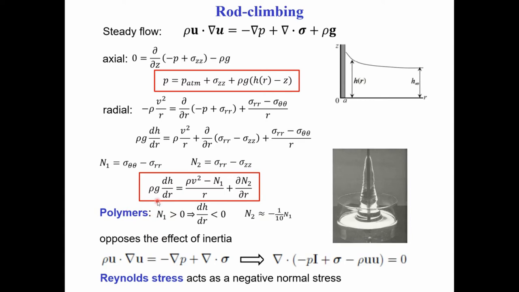Okay. And in general, these first normal stress difference effects tend to oppose inertia. You can work it through by going from this equation, where I've ignored gravity down here, and rewriting this term as a Reynolds stress. Then you see that the Reynolds stress acts like a negative normal stress, in the sense that it's a negative contribution in the direction of flow. So that's a hand-waving explanation for a lot of these phenomena. Okay, so rod climbing is one example of where you can get effects due to the so-called first normal stress.